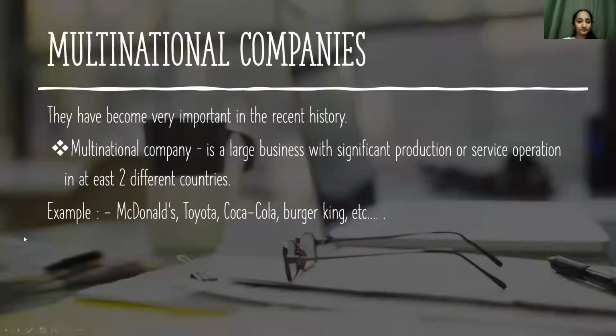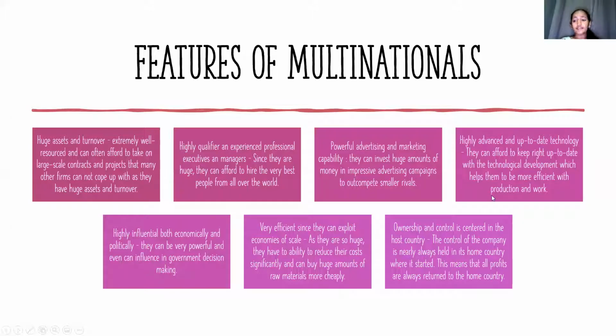Next, multinational companies. They have become very important in recent history. A multinational company is a large business with significant production or service operations in at least 2 different countries apart from the home country. Home country means the country where it was originally started. Examples: McDonald's, Toyota, Coca-Cola, Burger King, etc. Next, the features of multinational companies.